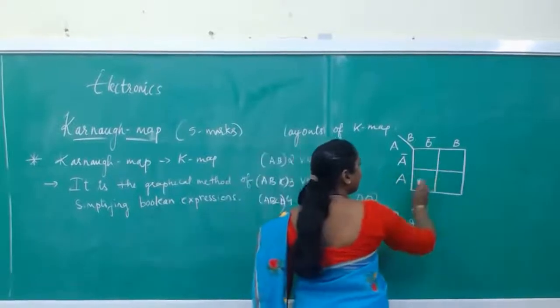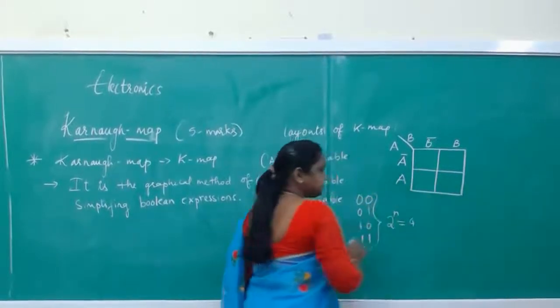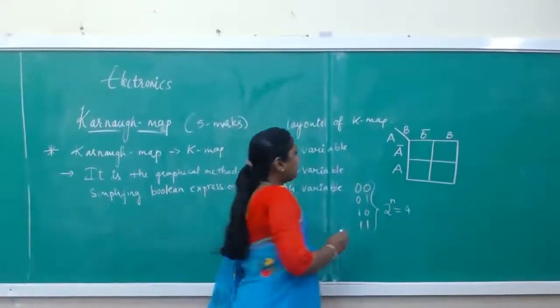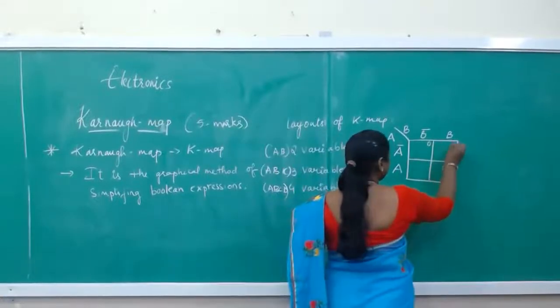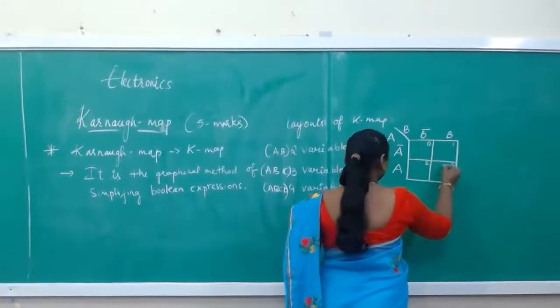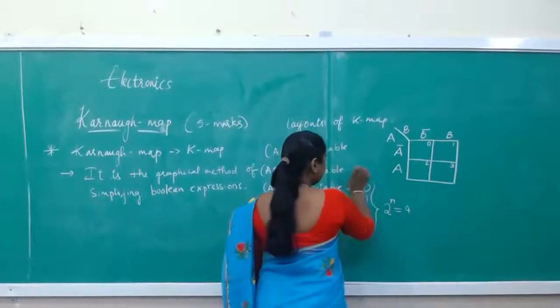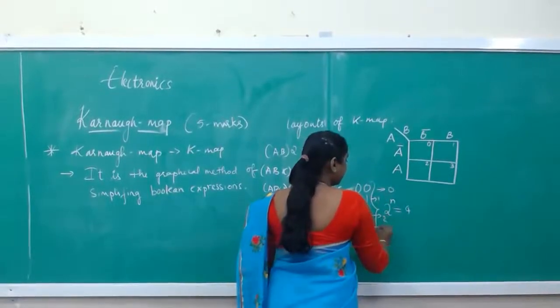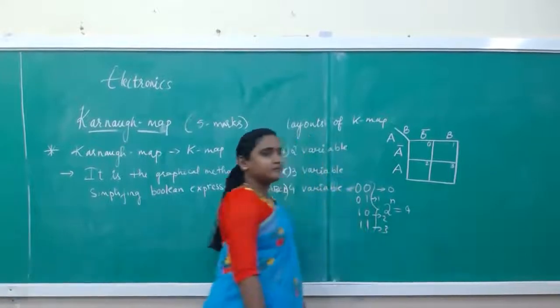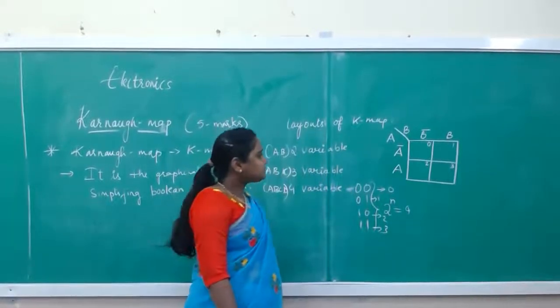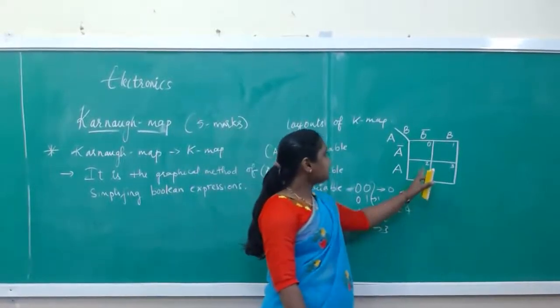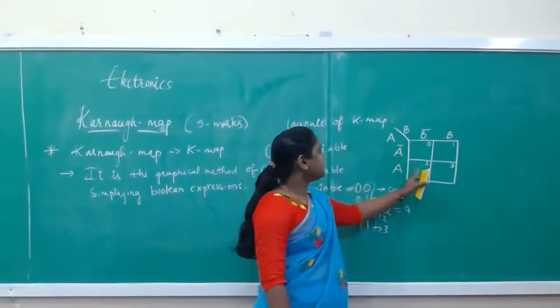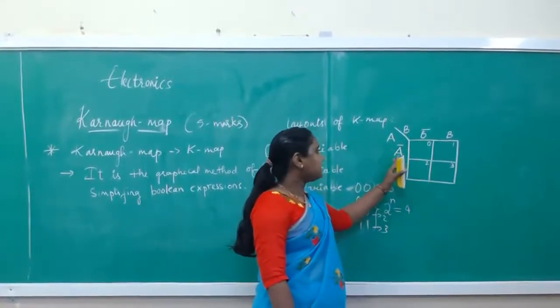That's why there will be 4 blocks like this. This represents 0, 1, 2, and 3. That means in terms of binary, this is nothing but 0, this is 1, this is 2, and this is 3. Okay. This is the layout of the 2-variable K-map.